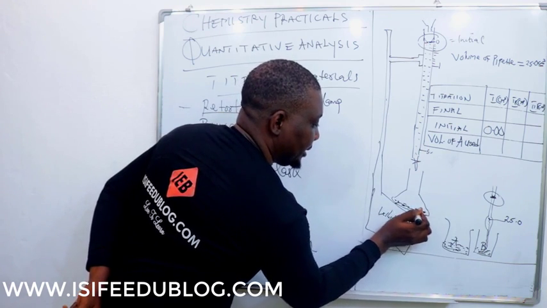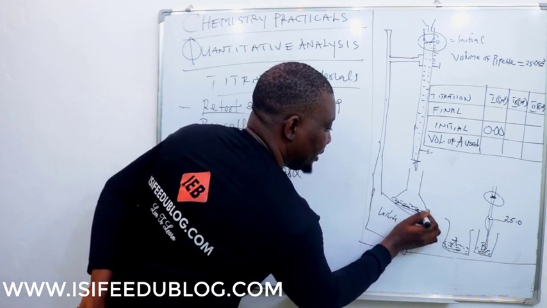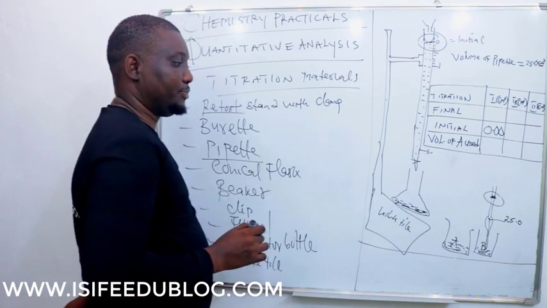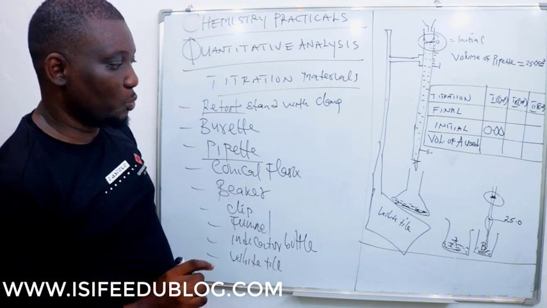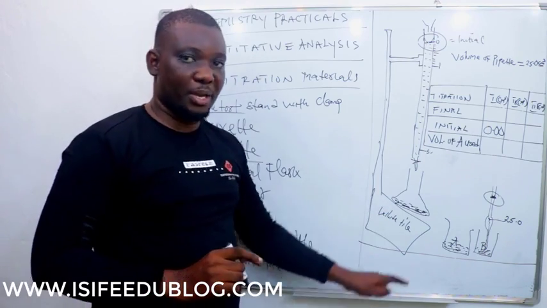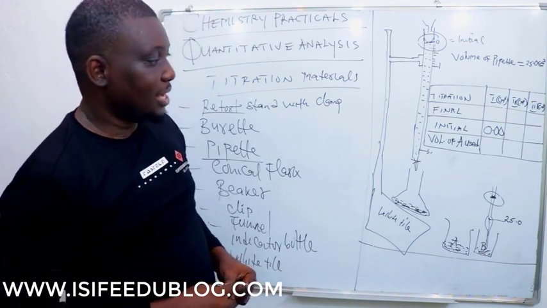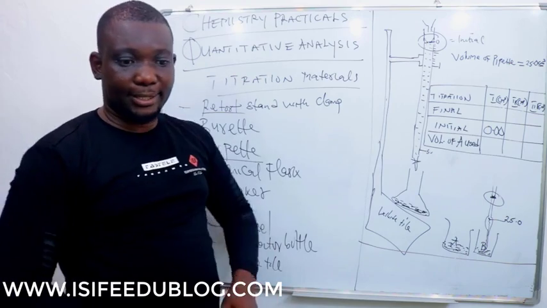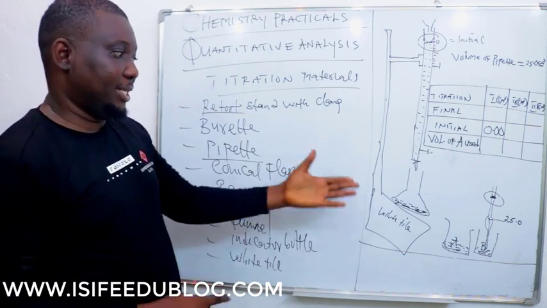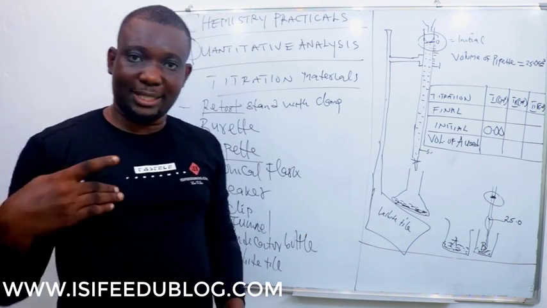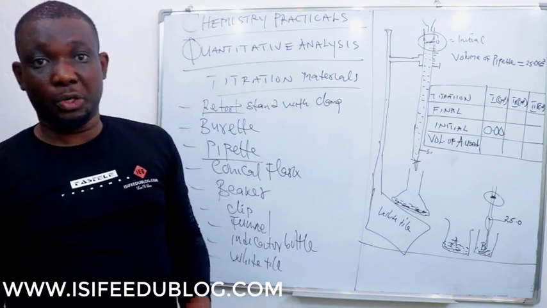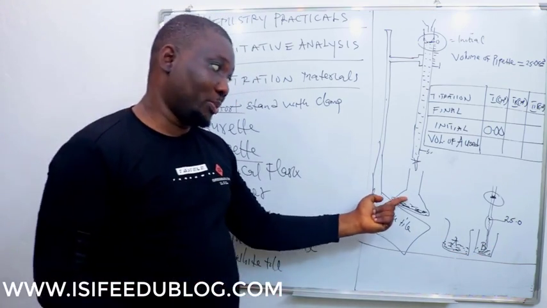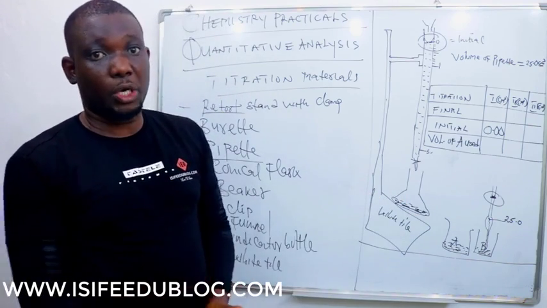Once you empty it here, it's already known that the volume of one of the solutions is known. The one whose volume is known is that of the base. The one whose volume is unknown is that of the acid. If it is an acid-base titration, the next thing you do at this point is to get your indicator bottle, your choice of indicator, phenolphthalein or methyl orange, and add 2 drops of the indicator and observe the color.